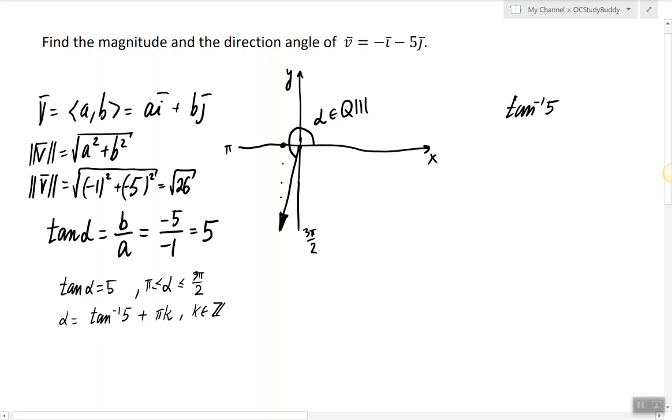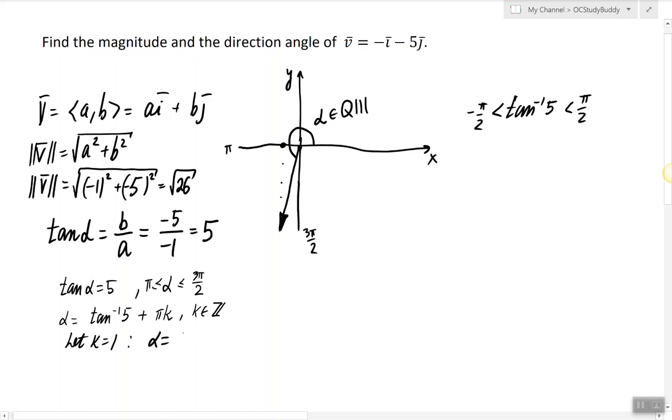tangent inverse of 5 is in the range of the inverse tangent function, so it must be between -pi over 2 and pi over 2 exclusively. So that means what? That means if I'm looking for an angle between pi and 3 pi over 2 that satisfies the condition that the tangent of the angle is equal to 5, I simply have to choose k equals 1. So if I choose k equals 1, that will add pi to tangent inverse of 5, and it will put it in the third quadrant, and that will be the angle that I'm looking for.